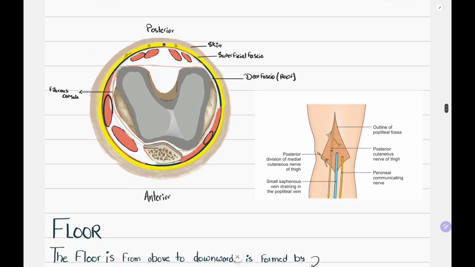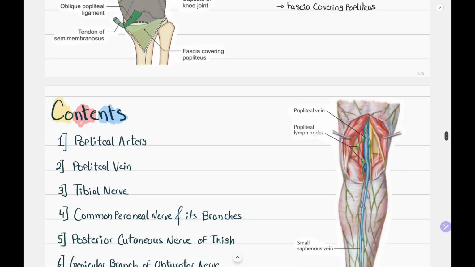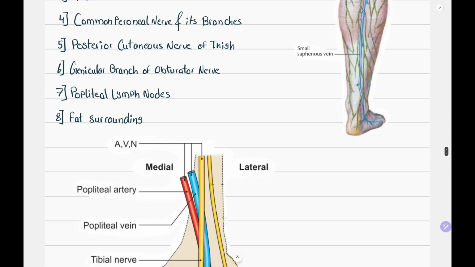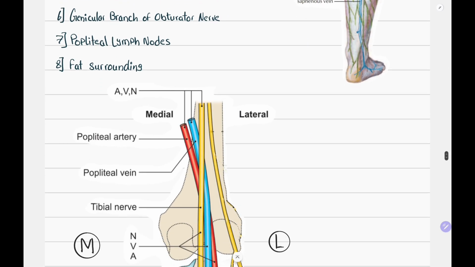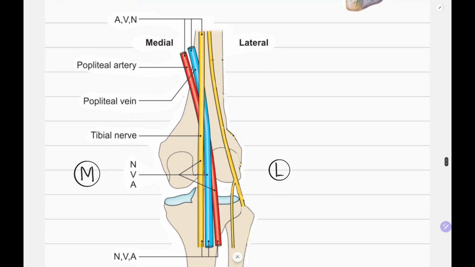So this was the fat, this whole surrounds the leg. Now sometimes the examiner is also interested in asking the arrangement of popliteal artery, popliteal vein and tibial nerve. So the examiner often asks the arrangement of all these three regarding the popliteal fossa.